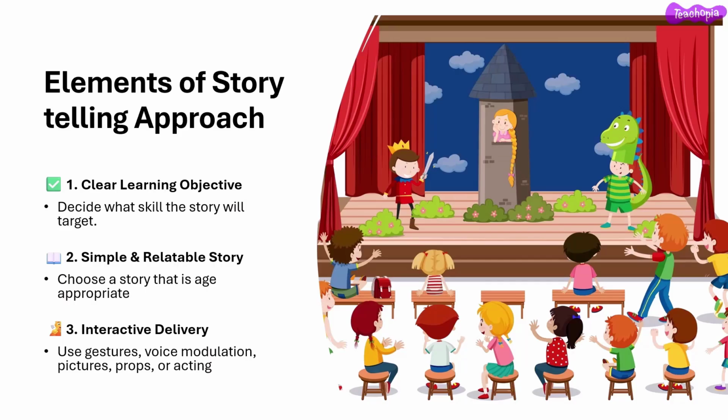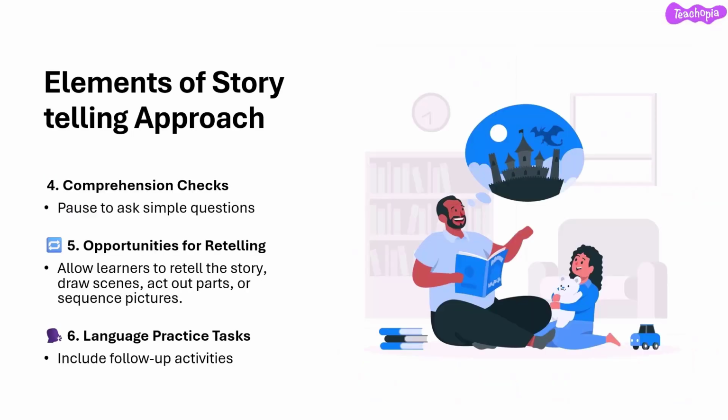First, as teachers, we will have a clear objective, which will eventually be our learning objective for that particular class or activity. The story or the methodology and activities that we need to pick at this level will be simple and relatable, and the activities need to be interactive in their delivery. That is, we will use a range of gestures, voice modulation, pictures, props, or acting in this method to convey a particular learning objective. We will also conduct comprehension checks, which are simple questions to check if learners have understood what is being asked and the narrative that has been told.